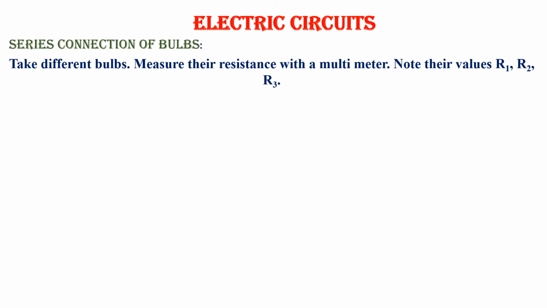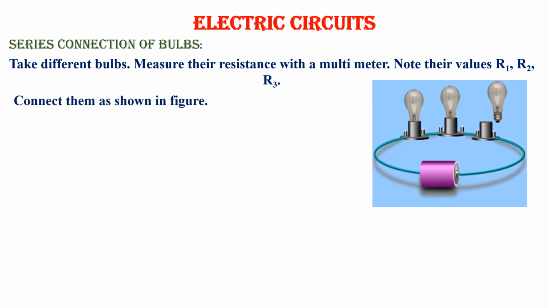Take different bulbs. Measure their resistance with multimeter. Note their values R1, R2 and R3. Now, you have to connect the bulbs as shown in this figure. These are the three bulbs. This is the wire and this is the battery. You have connected them. This is called a series connection.